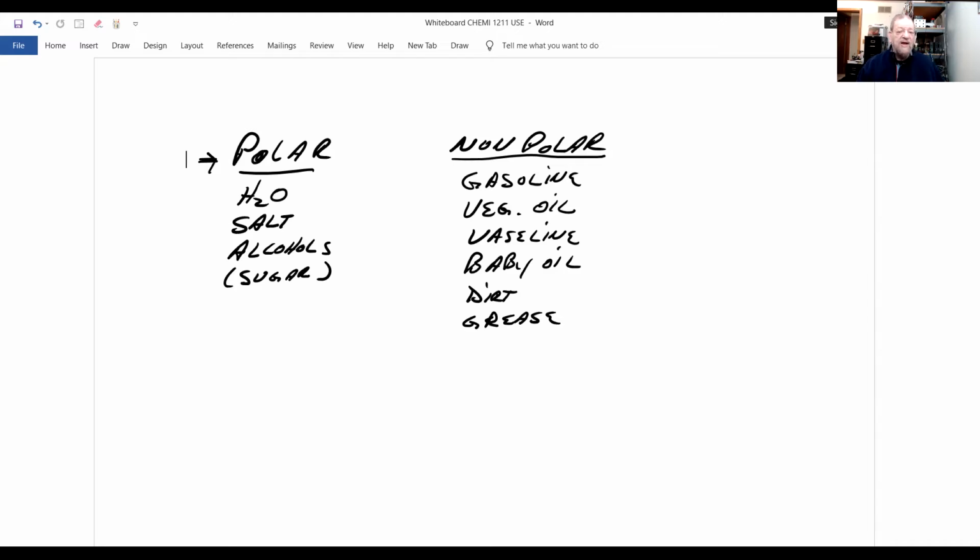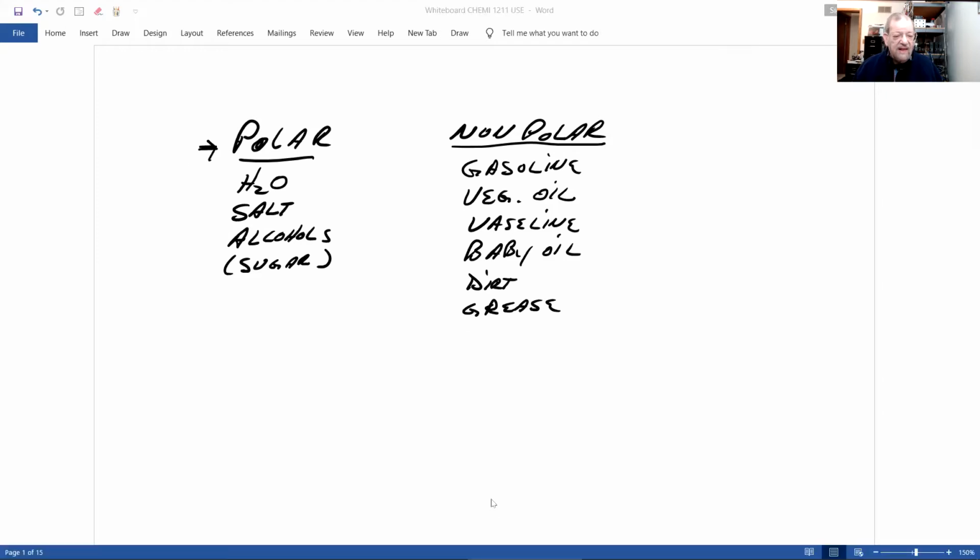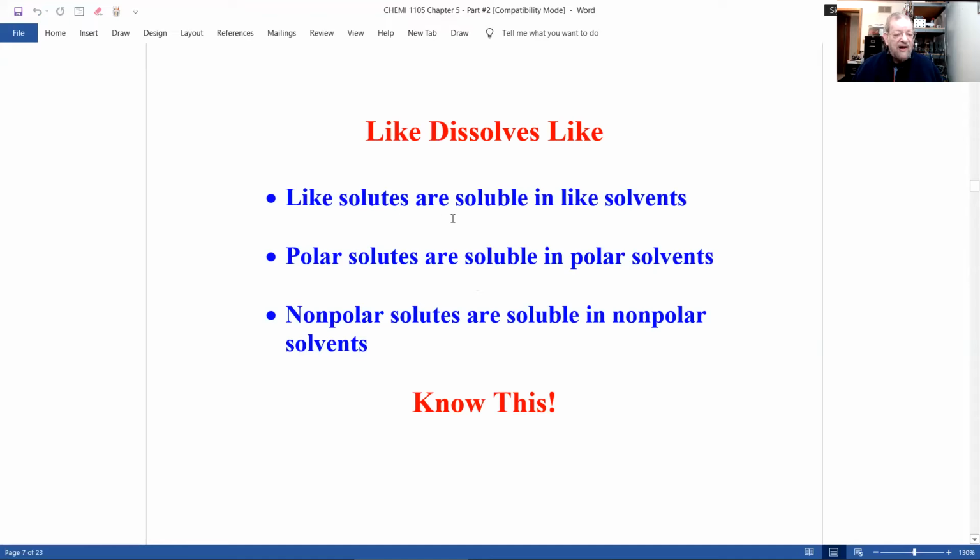So what role do polar and nonpolar substances play in the concept like dissolves like? Like solutes are soluble in like solvents or other like compounds. What this really means is polar solutes are soluble in polar solvents, and nonpolar solutes are soluble in nonpolar solvents. And if you mix the two together, polar and nonpolar, they're not soluble.